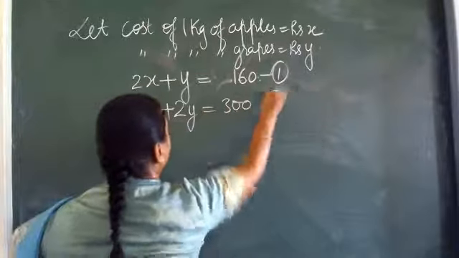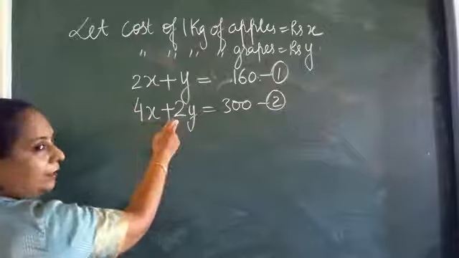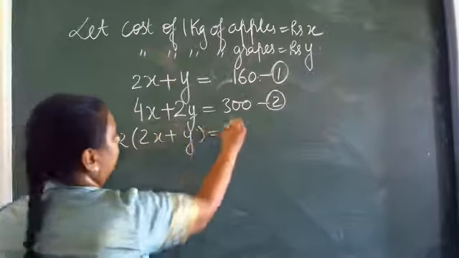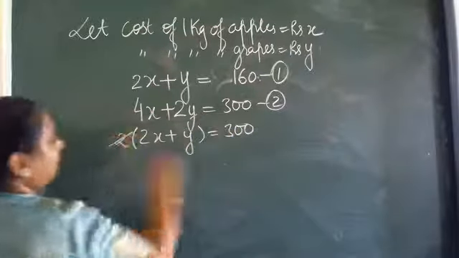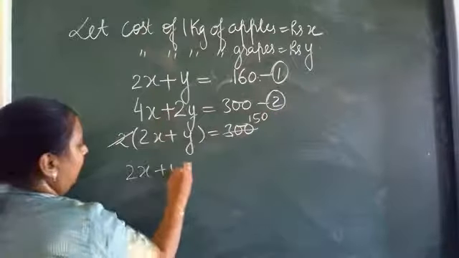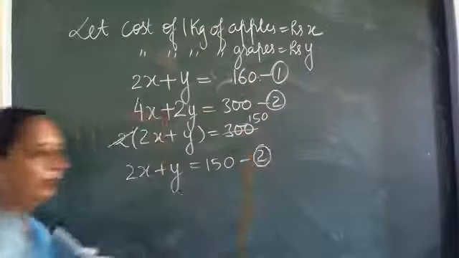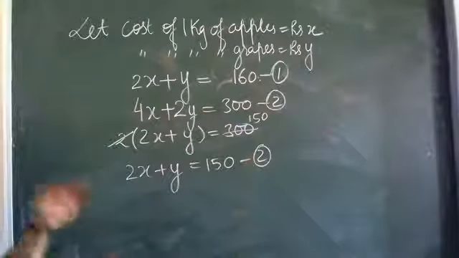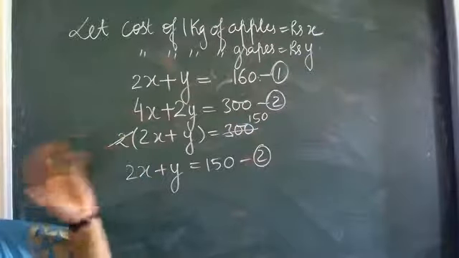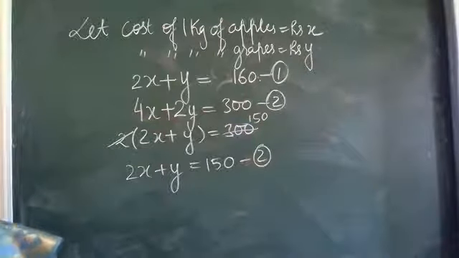This is the second equation. It can be simplified because 2 is common here. So we take 2 common: 2x plus y is equal to 300. Now the 2 is cancelled with 300, and we get 150. So the final equation is 2x plus y is equal to 150. This is the second equation. Now solve these two equations on the graph and find the cost of 1 kg of apples and 1 kg of grapes, that is x and y.